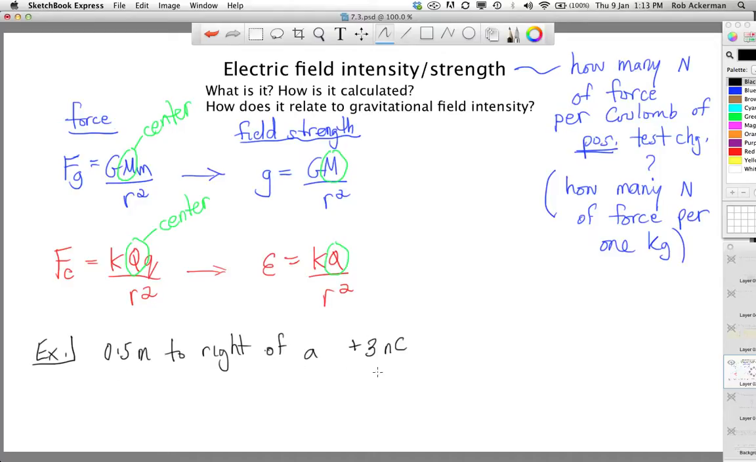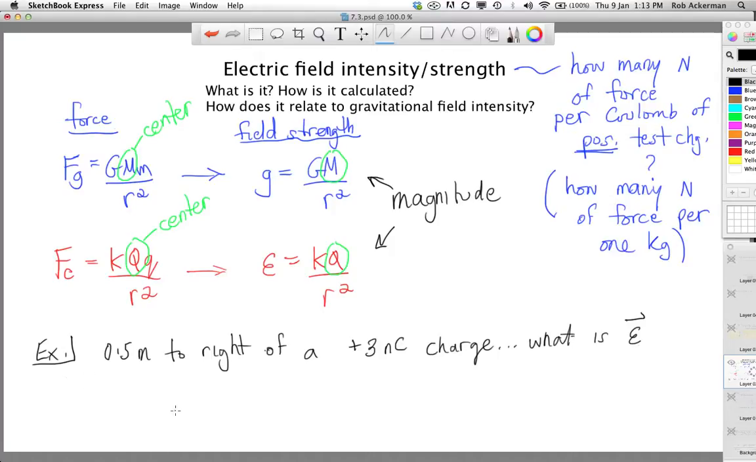0.5 meters to the right of a +3 nanocoulomb charge. And what we're going to do is find E, the electric field. Now keep in mind, electric field, just like gravitational field, is a vector. So these formulas give the magnitude. It's your job to use the law of electric charges to find the direction.